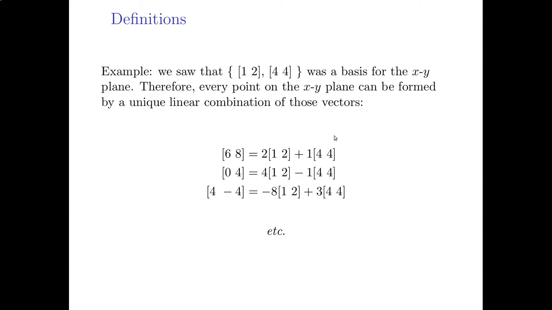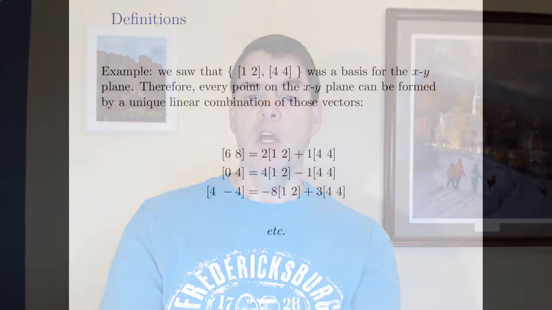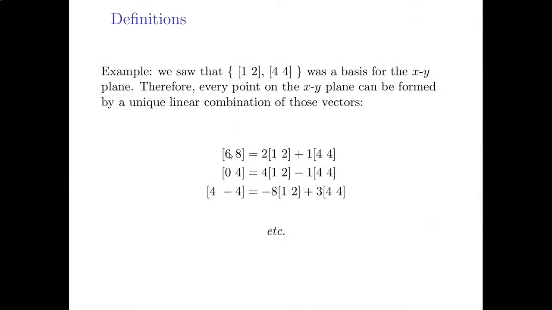So if you want to get to (6, 8), that's two of the first one and one of the second one. If you want to get to (0, 4), that's four of the first one, minus one of the second one. If you want to get to (4, -4), that's -8 of the first one, plus three of the second one, etc. We established, didn't prove, but I think convinced ourselves that every point you can get that way, and that there's only one way to get each point, right? When I say that to get to (6, 8), you have to take two of the first vector and one of the second vector, there isn't any other solution that's going to give you (6, 8). That is the one and only one way to get there. And that's true because (1, 2), (4, 4) is a basis.